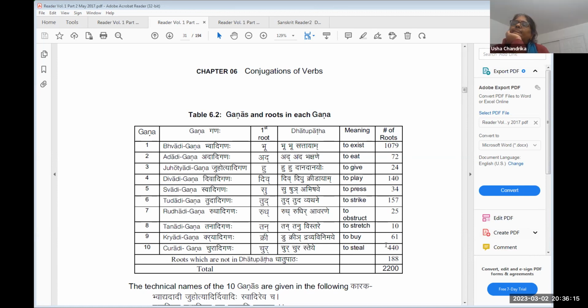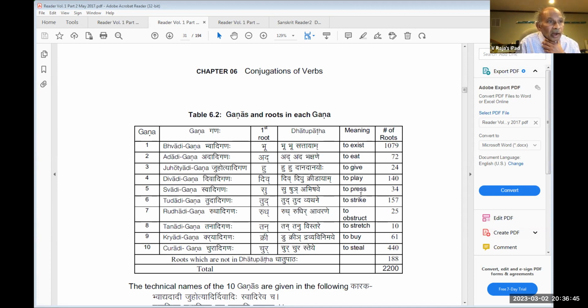And this is how it is. These are all classical Sanskrit which we are studying. Apart from that, there are roots which are in the Veda. These are also in the Veda, but there are additional roots in the Veda, an extra 188 there. Totally, there are 2,200 roots.